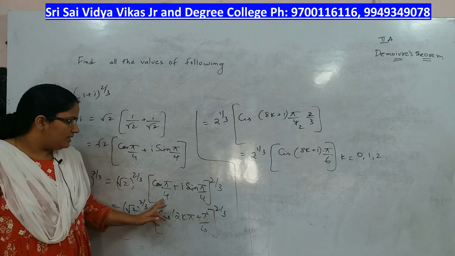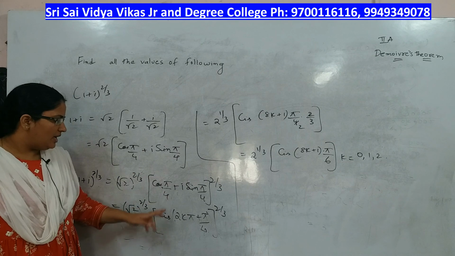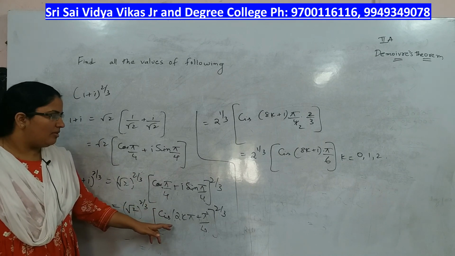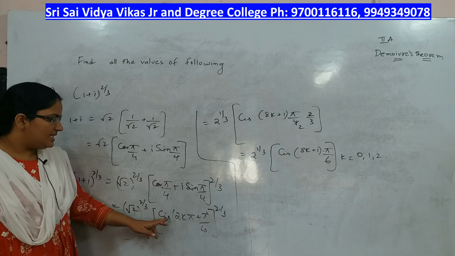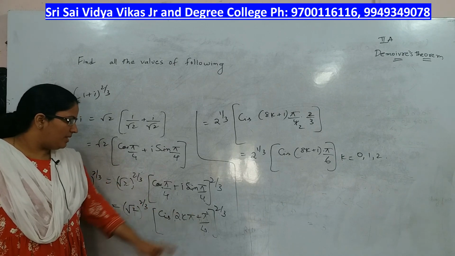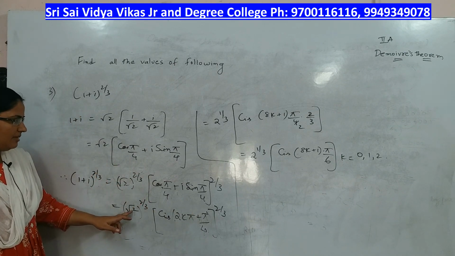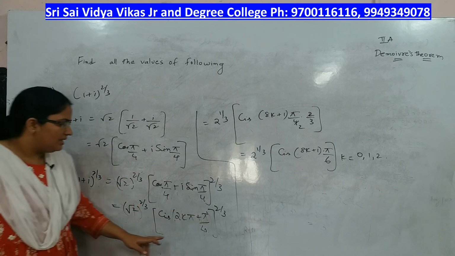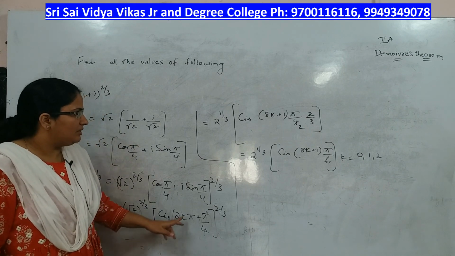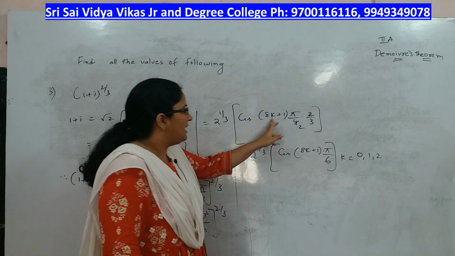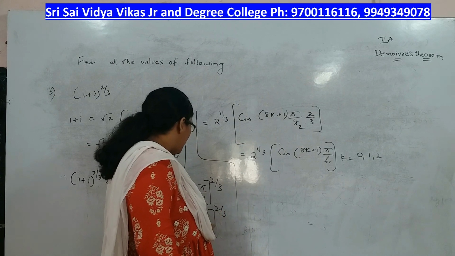Now the value π/4 repeats for every interval of 360. So you have root 2 whole power 2 by 3 (2kπ + π/4) whole power 2 by 3. Now this is nothing but 2 power 1 by 3, cis, 4 2s are 8, so you have cis (8k + 1) into π/4.